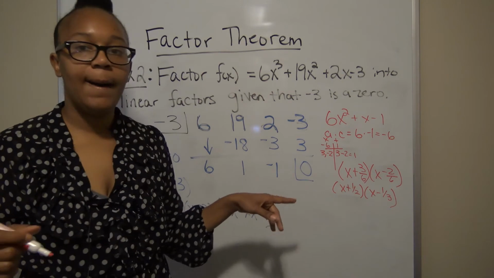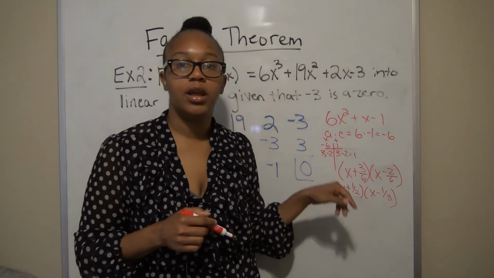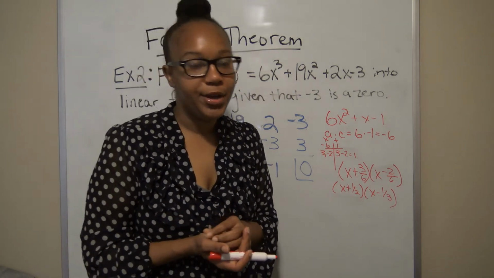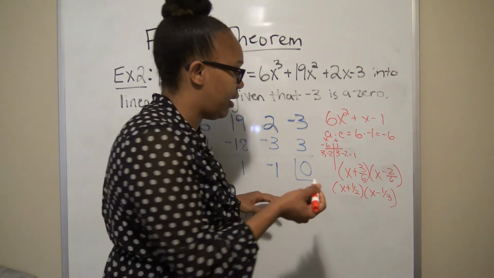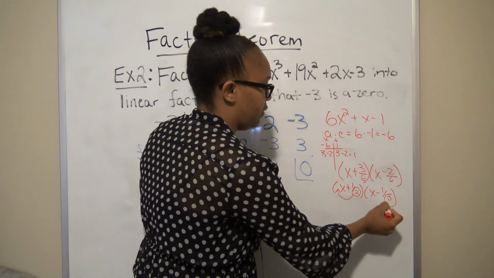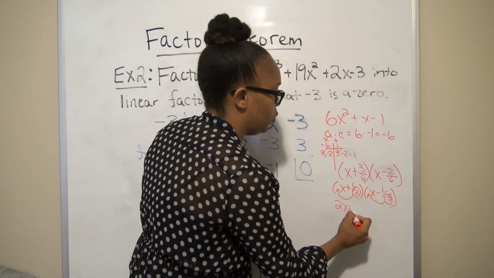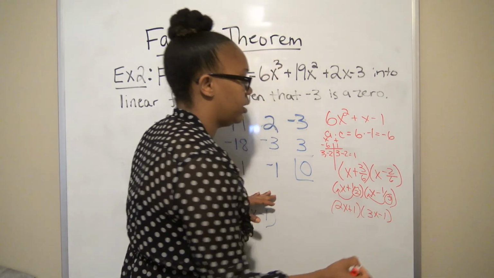Now, anytime there is a fraction, this is definitely correct. You could write it like this, but on your homework, if you're using MyMathLab by Pearson, it is not going to allow you to enter the fractions here. So what you have to do is take the number in the denominator and write it as the coefficient of the x. That's anytime you have a fraction. So this would be 2x plus 1, and this will be 3x minus 1.